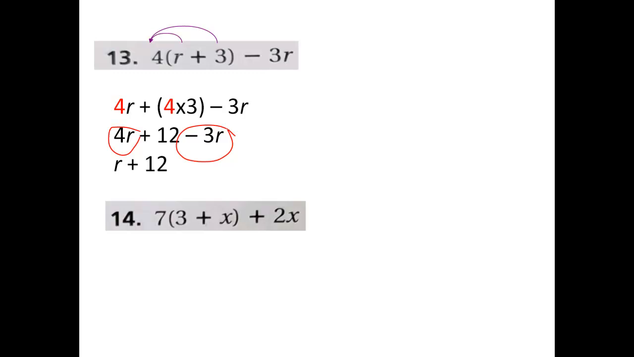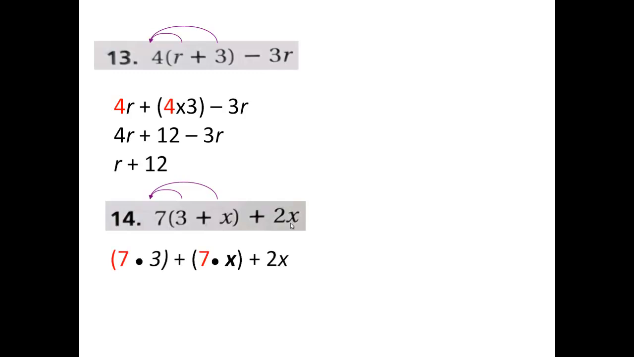Question 14. Same. We will take 7 and distribute it inside the bracket. 7 multiplies x and 7 multiplies 3. So we will have 7 multiplies 3 plus 7 multiplies x plus 2x. 7 multiplies 3 is 21. And 7 multiplies x is 7x plus 2x.